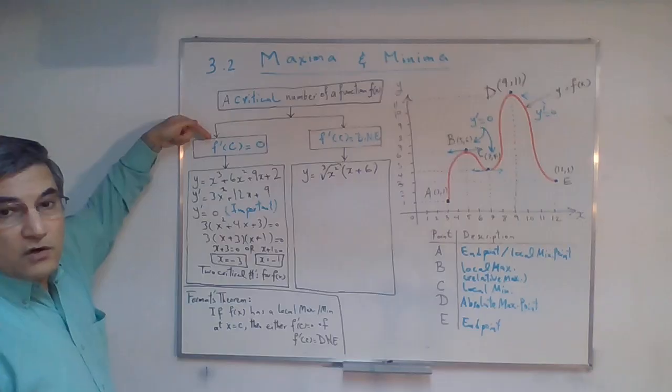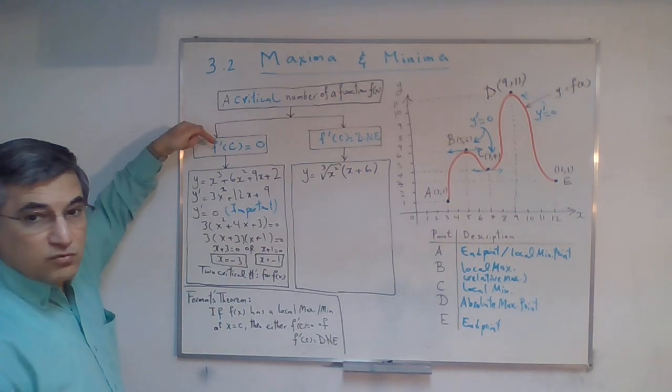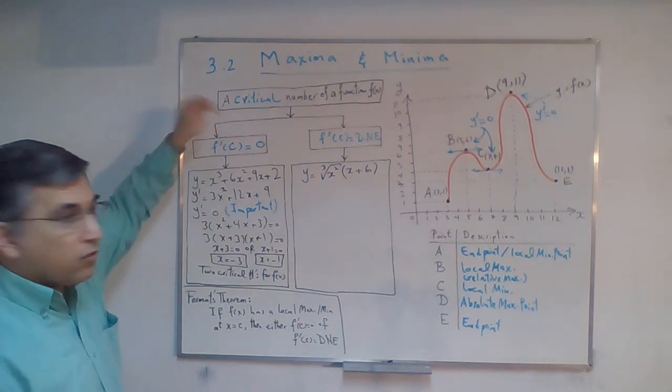Because those are C values, those are X values, such that f prime at those values, -3 and -1, happens to be equal to 0. Okay?